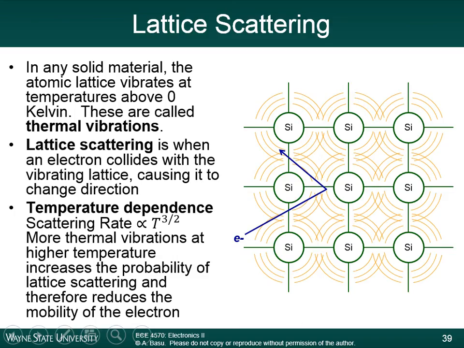Now, lattice scattering has a temperature dependence. The scattering rate is proportional to temperature to the power of 3/2. The idea is that you have more thermal vibrations at a higher temperature. Higher temperature means more vibrations. More vibrations means there's more probability that the electron will collide with some of these vibrations. So at higher temperatures, you get more lattice scattering. What does this do to the mobility? Reduces the mobility, right? So at high temperatures, the mobility goes down due to lattice scattering.